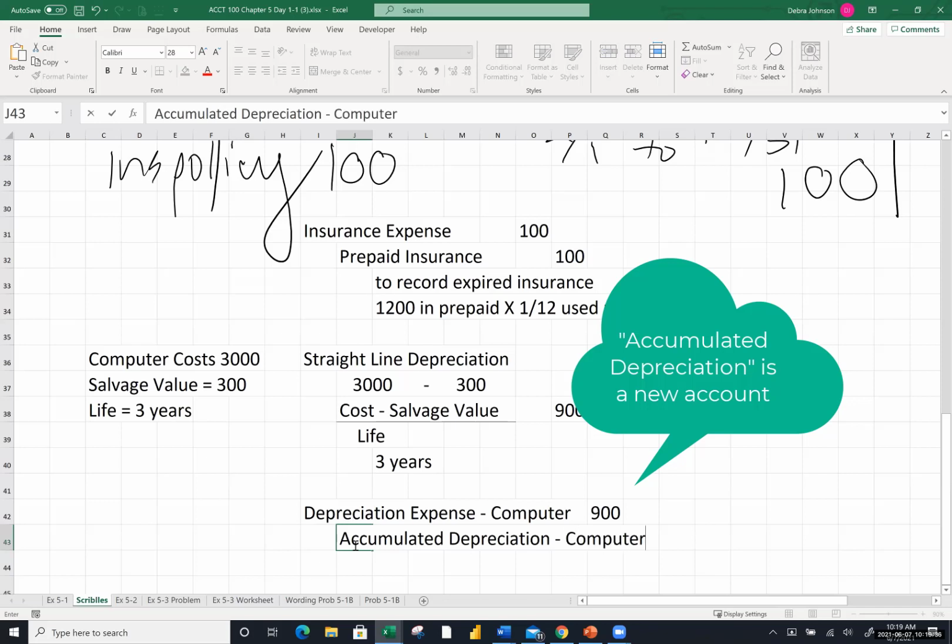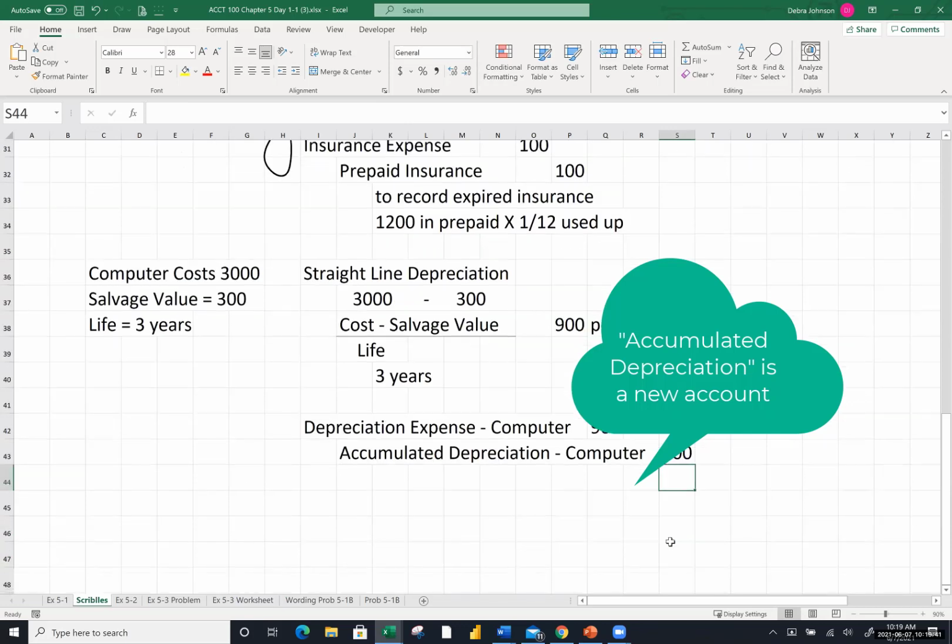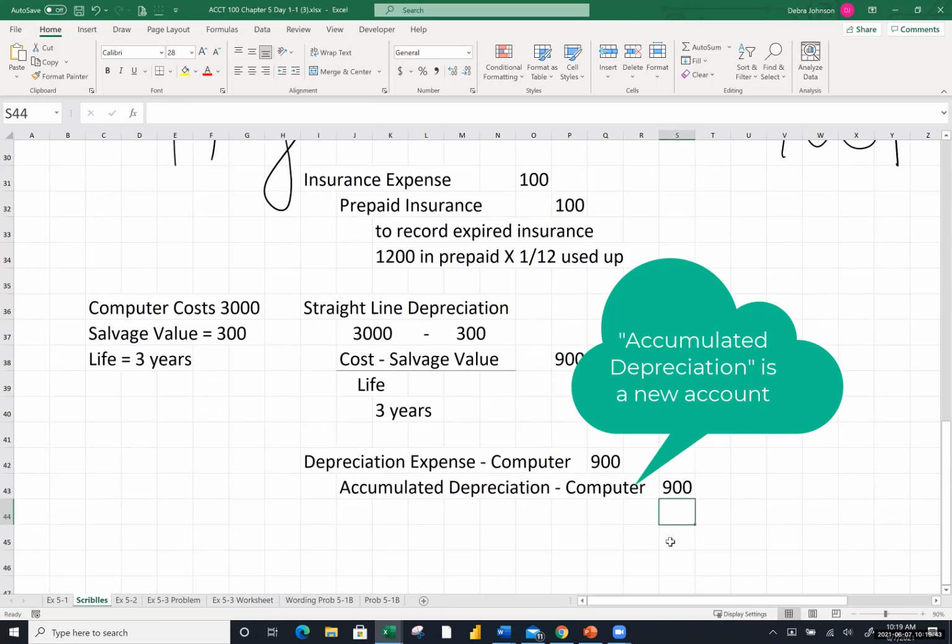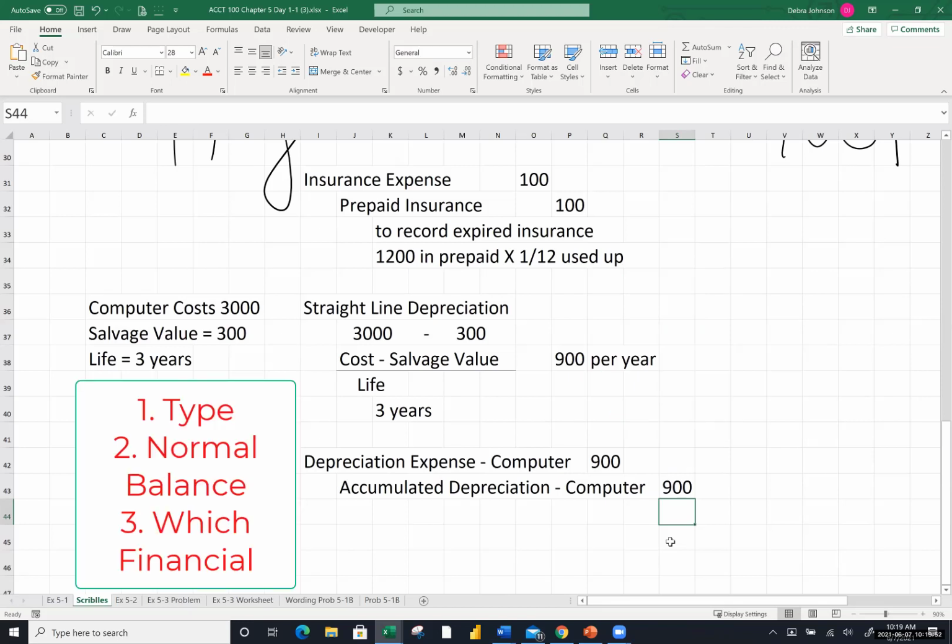computer. Now let's talk about that account. Because remember from your last test, and I encouraged you guys to keep a running list of all these new accounts, on every test I ask you 3 things about certain accounts: the type, the normal balance, and what financial statement it's on. Right? So the type of this one is funky. I'm going to highlight it. I want you to pay particular attention to it.